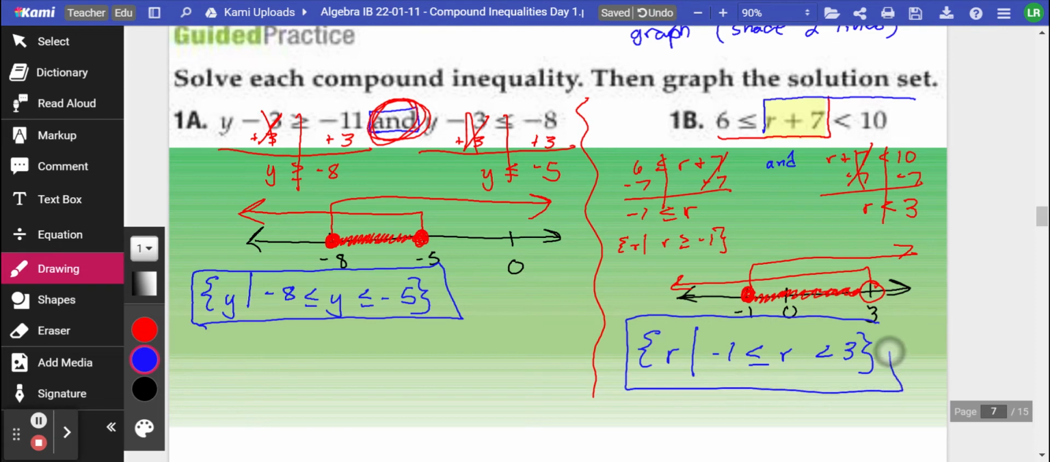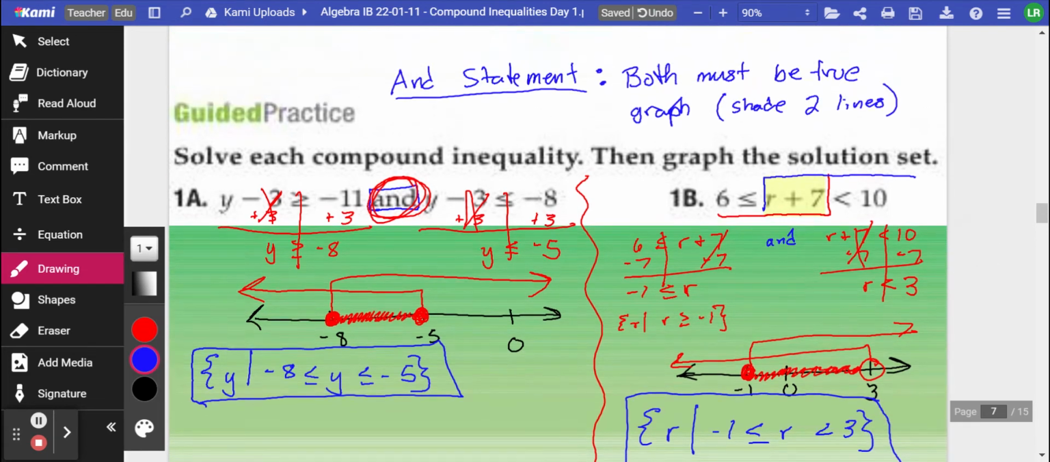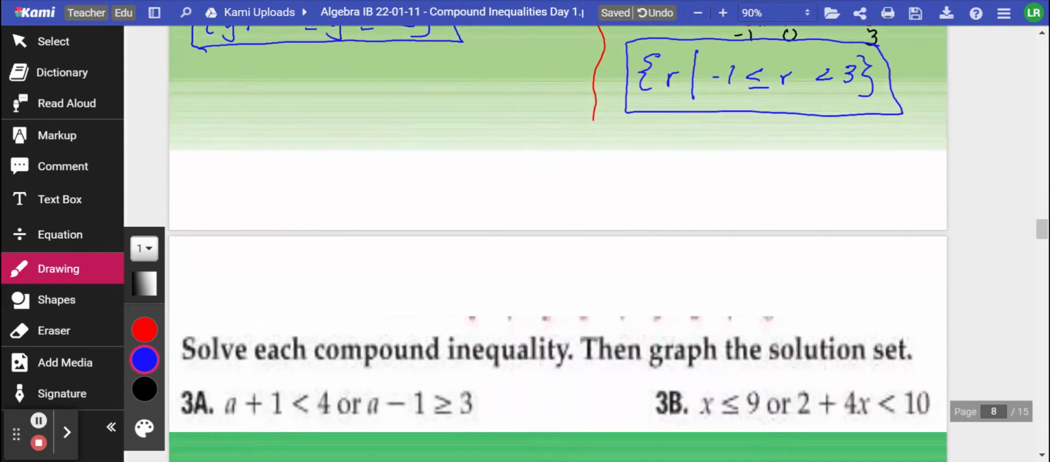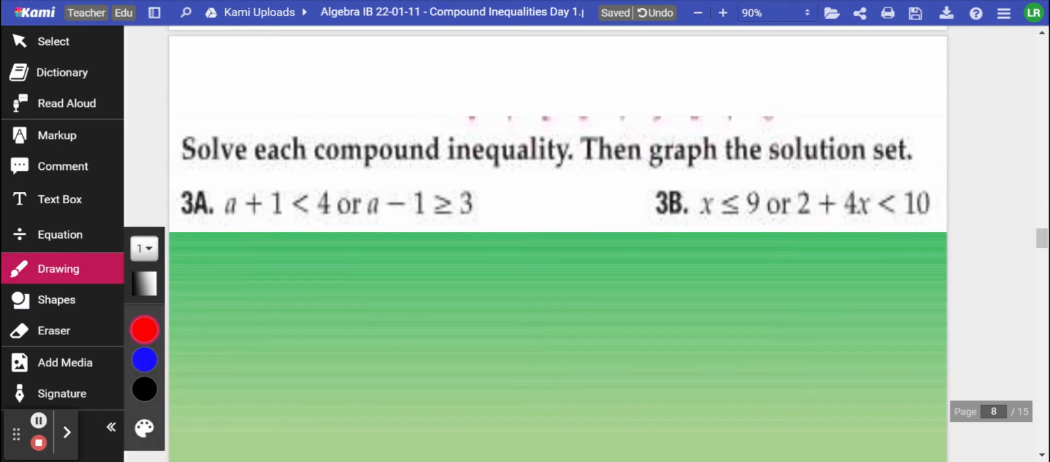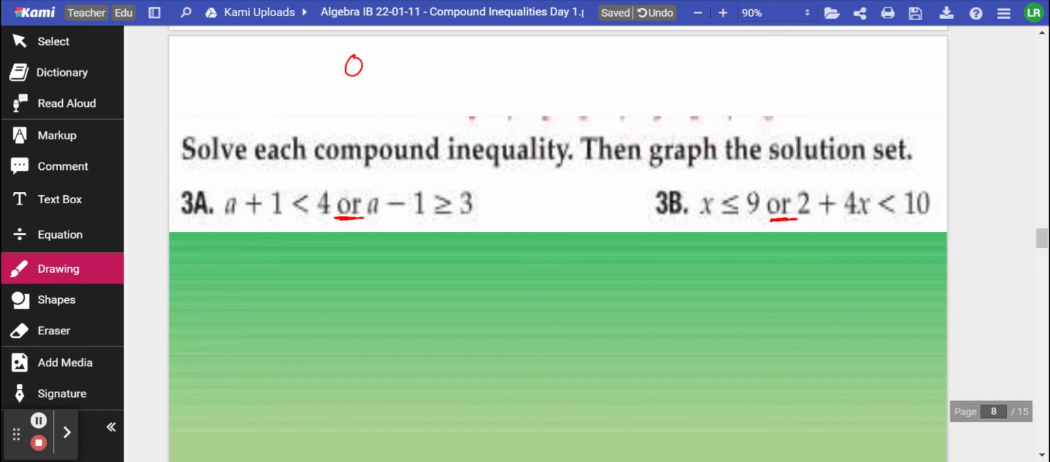So those are and statements. Again, with and statements, we shade where there are two lines. Both things have to be true. The second type that we have, and notice the word in between these, is or. These are or statements. Now, on an or statement, at least one has to be true.